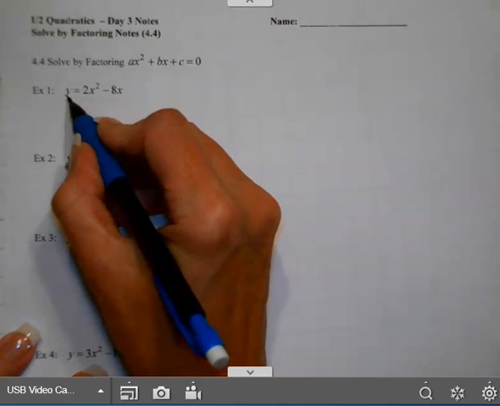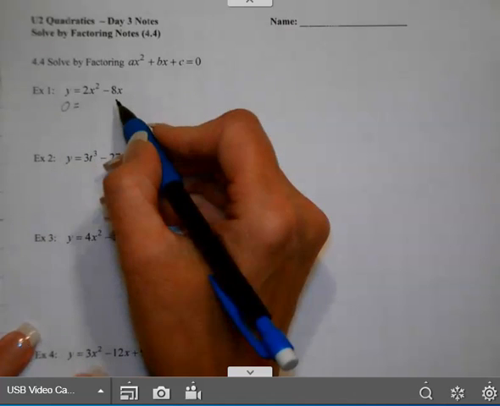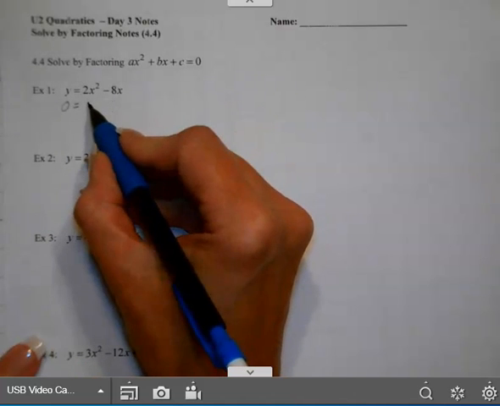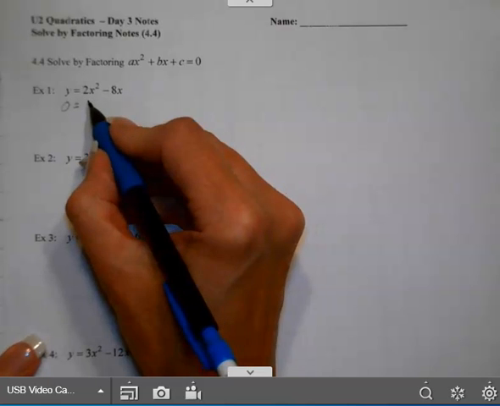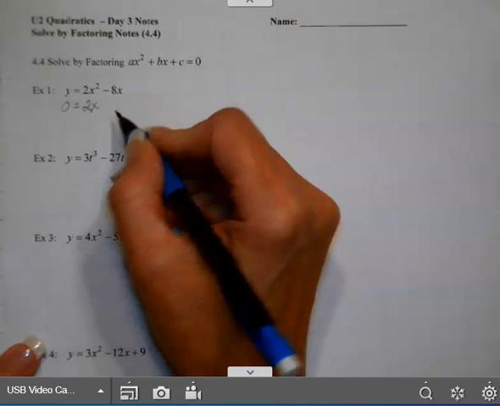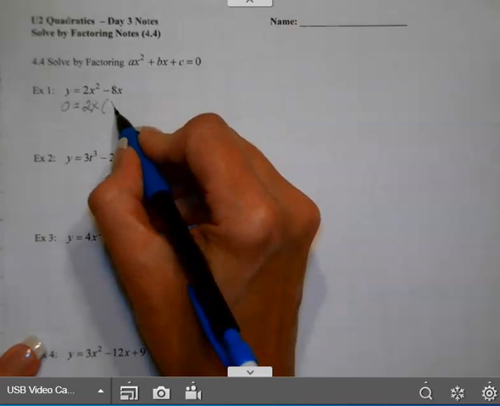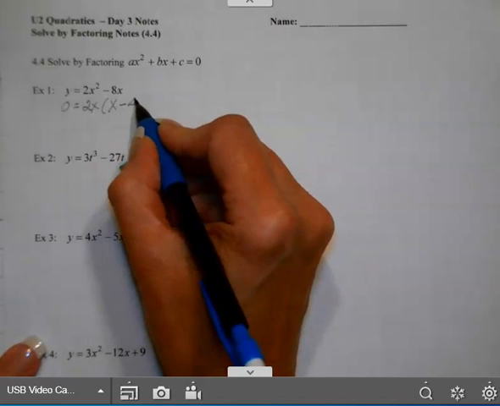To solve it by factoring, you set y equal to 0. And then I want to factor the right side. The first thing you look at is to see if they have the greatest common factor, and they do. So I'm going to factor out a 2 and an x. And then divide each of those by 2 and x, and you're left with x minus 4.